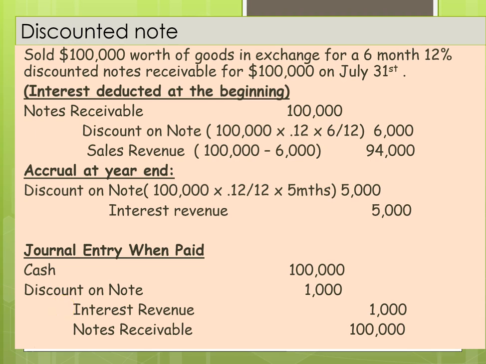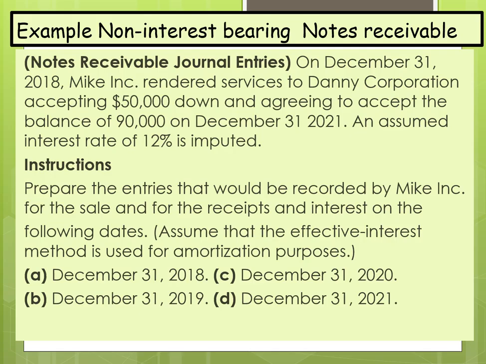Now let's take a look at an example of a non-interest-bearing notes receivable. In this example, on December 31st, 2018, Mike rendered services to Danny, and they accepted $50,000 down and agreed to accept one lump sum payment of $90,000 on December 31st, 2021, and there is an assumed interest rate of 12%. So now let's walk through how we would do that.